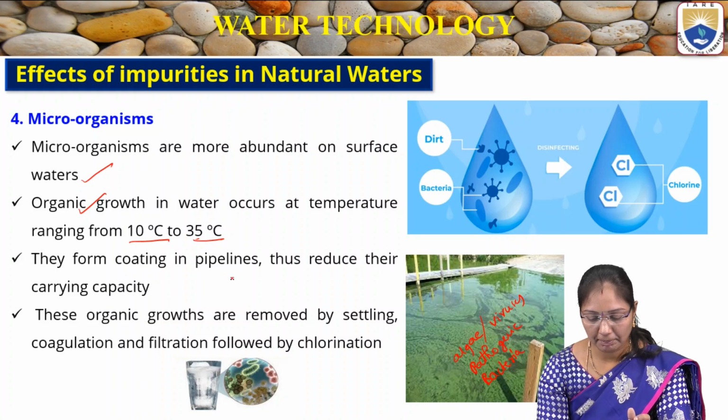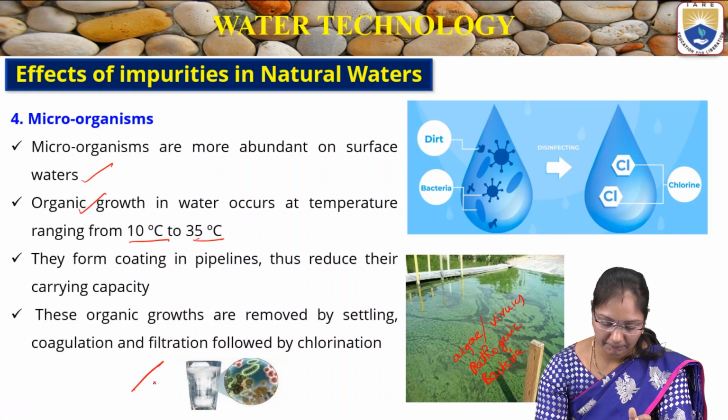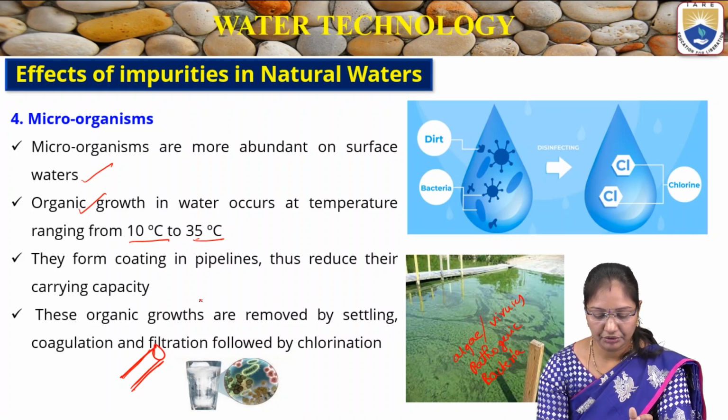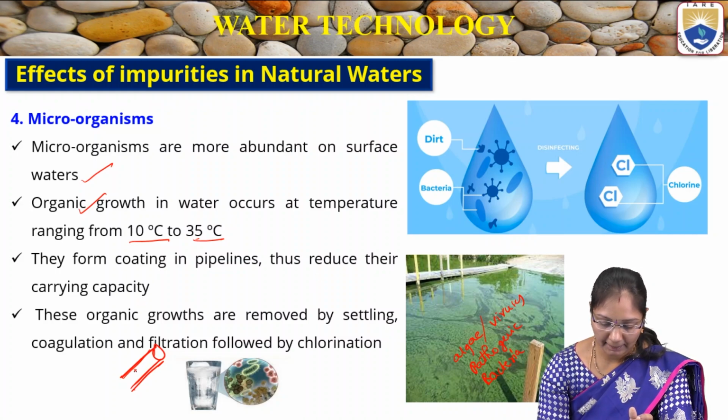So they form coating in pipelines. Inside the pipe, it forms the organic growth, thus reducing the carrying capacity of the pipe. Again, more layers form in the pipe, which results in a reduction in the flow of water.